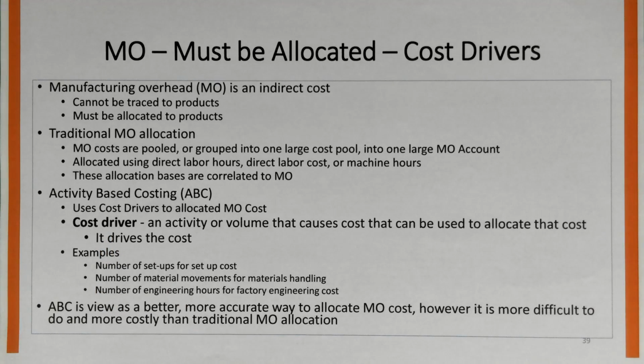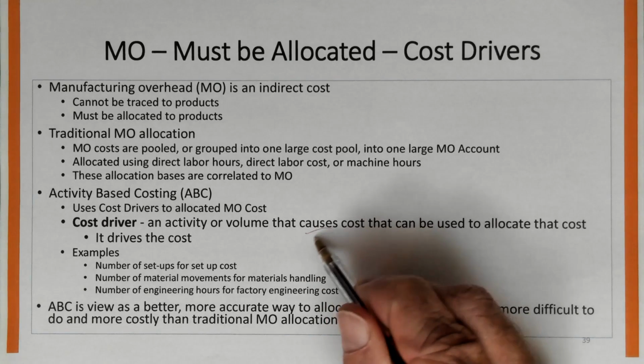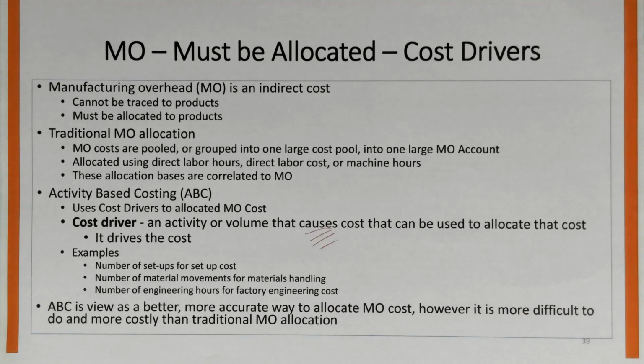A cost driver is an activity or volume that causes that cost to occur that can be used to allocate the cost. A key here is it causes the cost. That's key. It causes the cost. And it's some activity that we can use to allocate the cost as well. Examples would include number of setups for setup cost, number of material movements to allocate material handling, number of engineering hours to allocate factory engineering costs.